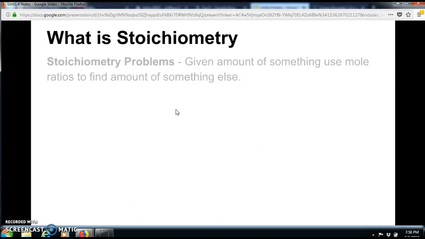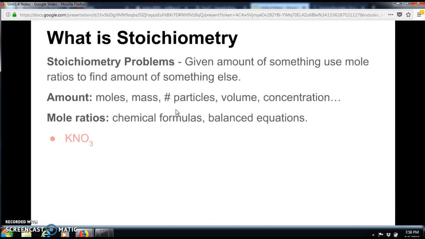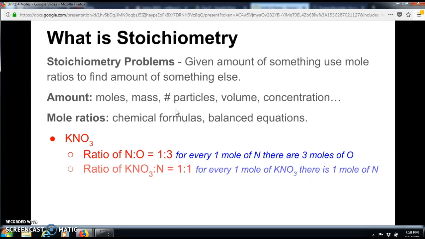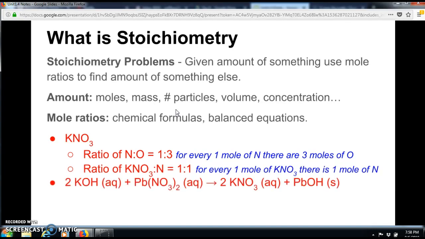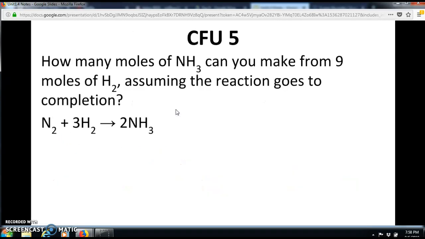Okay, we're going to do stoichiometry again, but this time instead of using mole ratio from a chemical formula, we're going to look at balanced chemical equations. And again, in that case, you look at the coefficients. So let's try this CFU. How many moles of NH3 can you make from 9 moles of H2, assuming the reaction goes to completion?